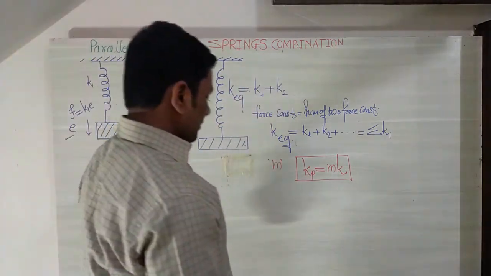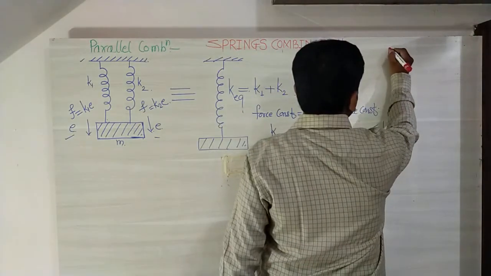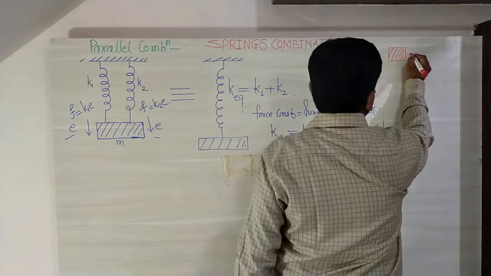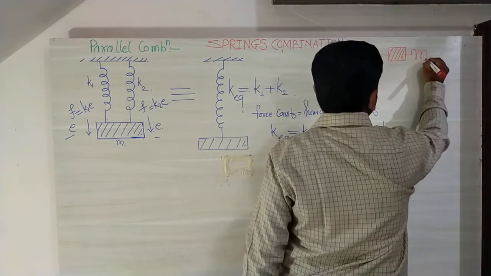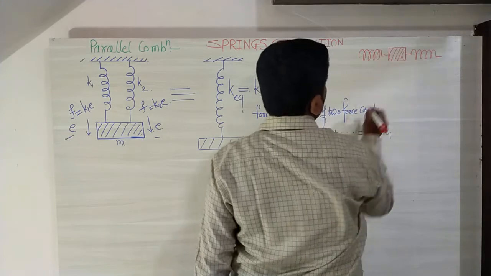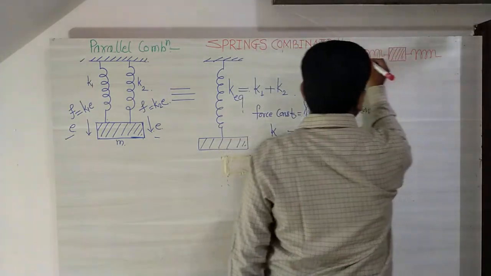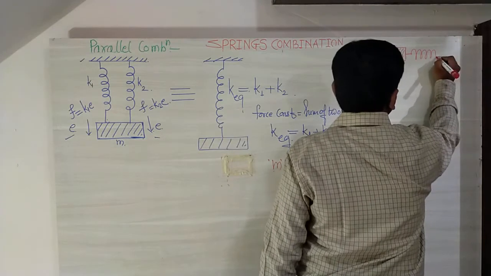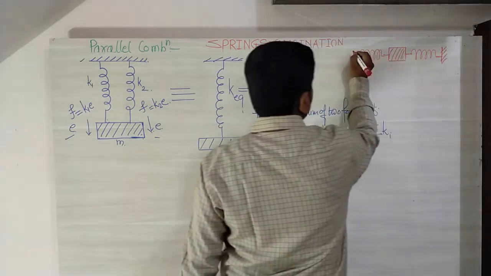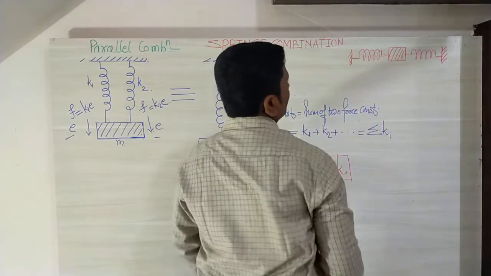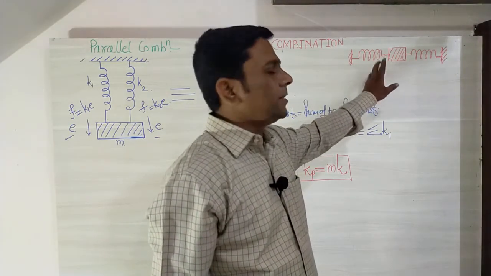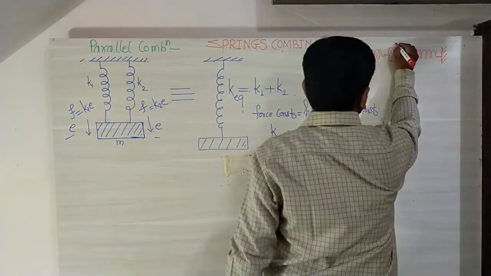Also, take a situation like this. Suppose we take a block and to both ends of the block we attach a spring, and the other end of each spring is connected to a rigid support. This situation is also called a parallel combination. The mass of the block is m.